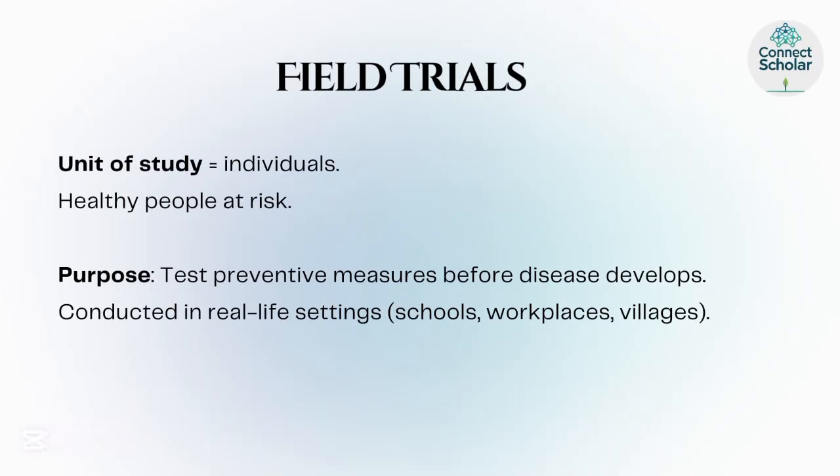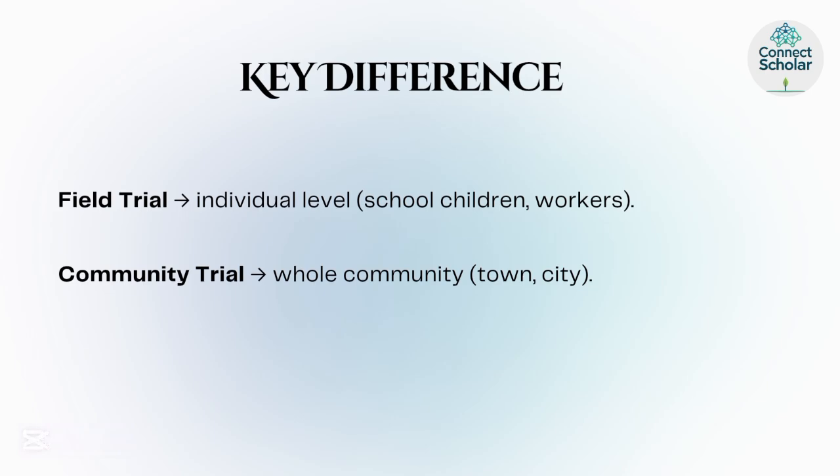Next is field trial. In this kind of study, your unit of study or target population are individuals or healthy people at risk. The purpose of this kind of study is that we test preventive measures before any disease develops in a certain area. And this type of trial is conducted in a real life setting, for example, schools, workplaces, villages, etc. The key difference between field trial and community trial is that field trial is conducted on individual level in school children or workers of a certain office, while community trial is conducted on a whole community living in a certain area.